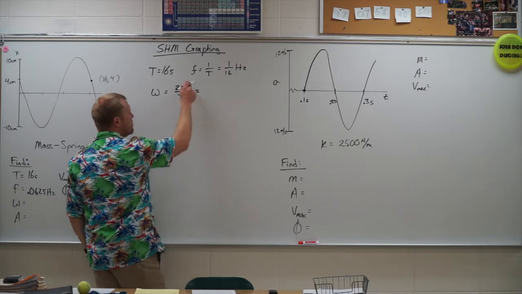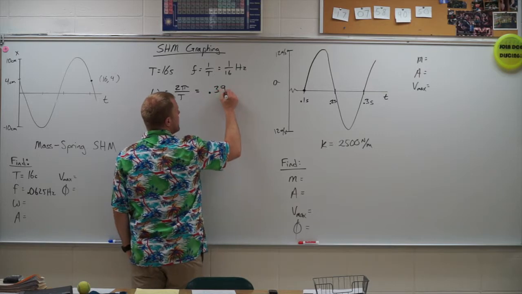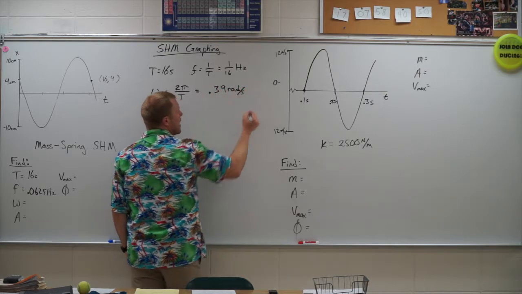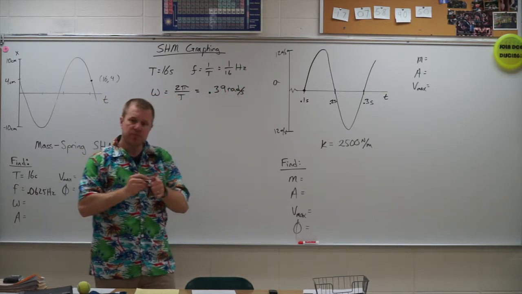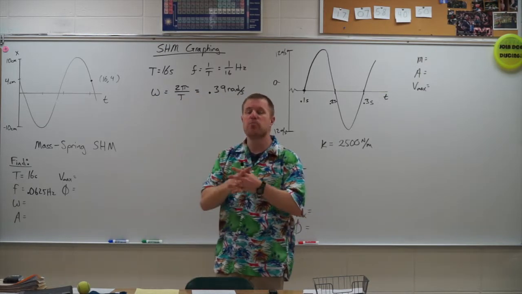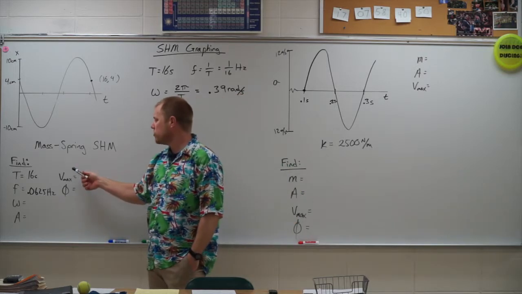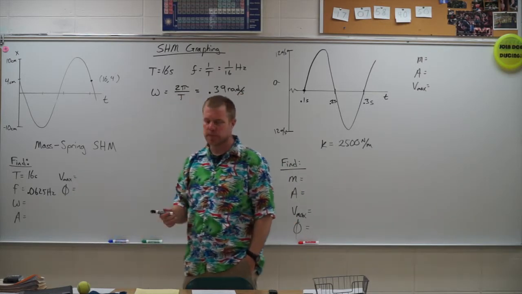And so if we plug in 2 pi divided by 16, we get 0.39 radians per second for our angular frequency. Angular frequency is a powerful one. It allows us to move into a lot of other places when we're trying to find other variables.